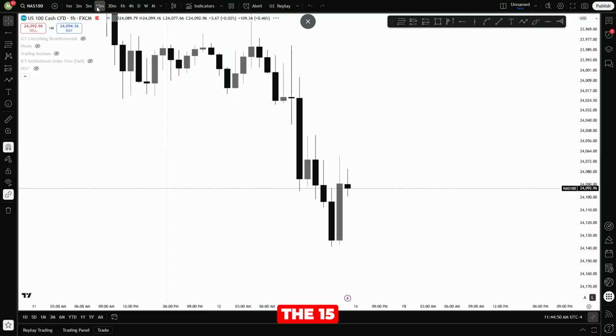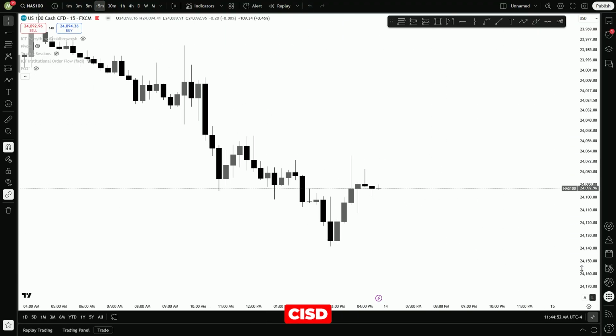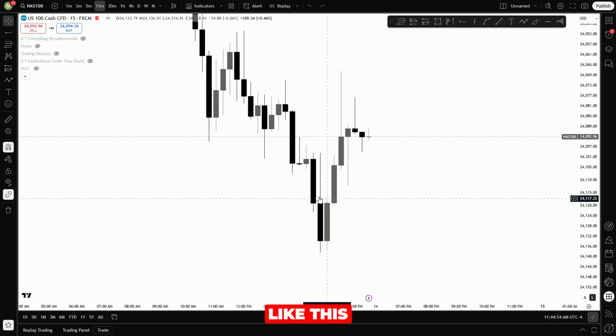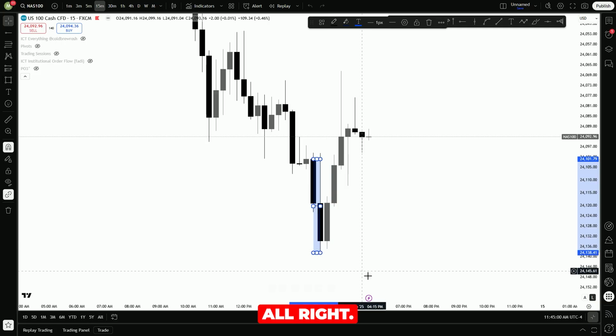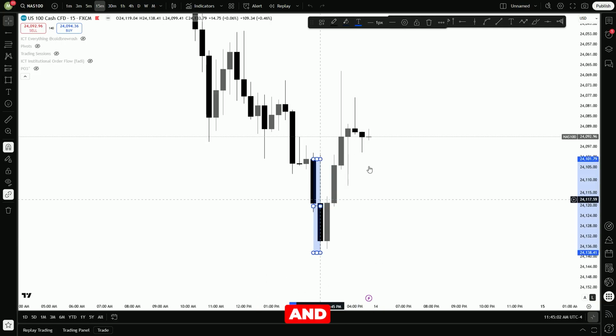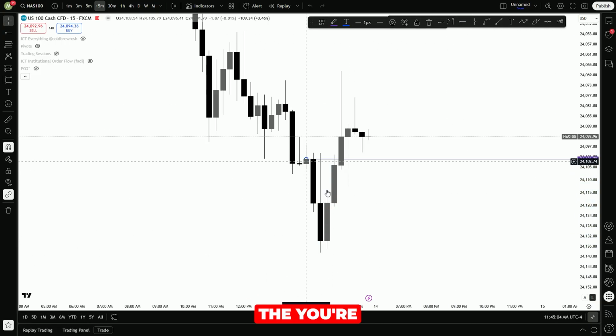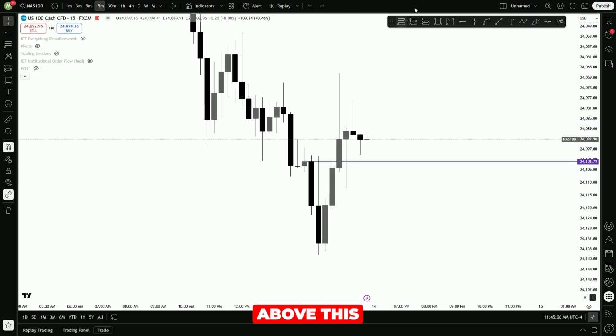Now if you move toward the 15-minute, let me just find some sort of CISD so that you guys can understand. Like this over here. This is the series of last down close candles. And what is the CISD? The closure above this area. As soon as the market closes above this area, I know I'm going to enter over here.